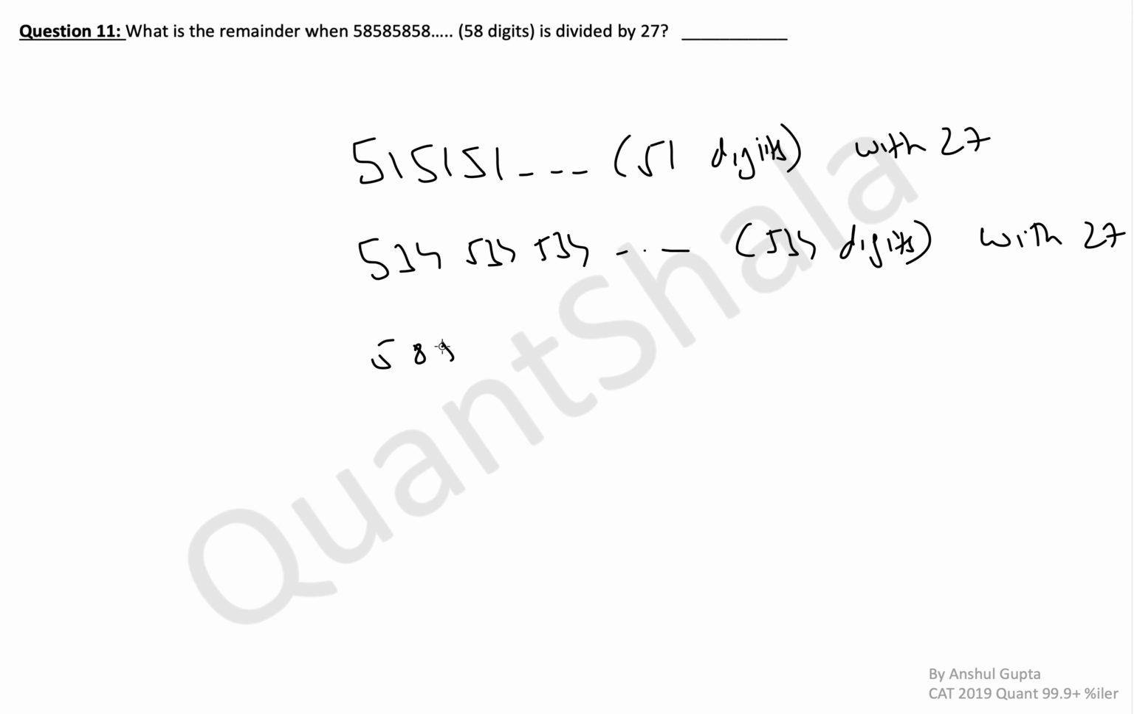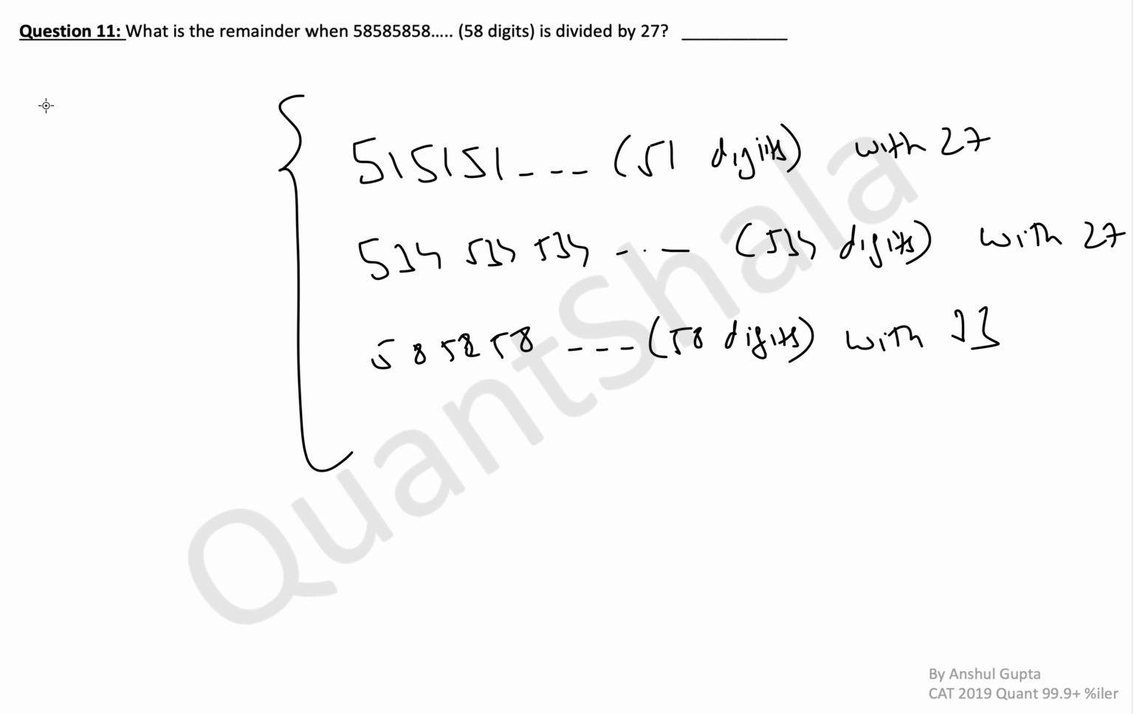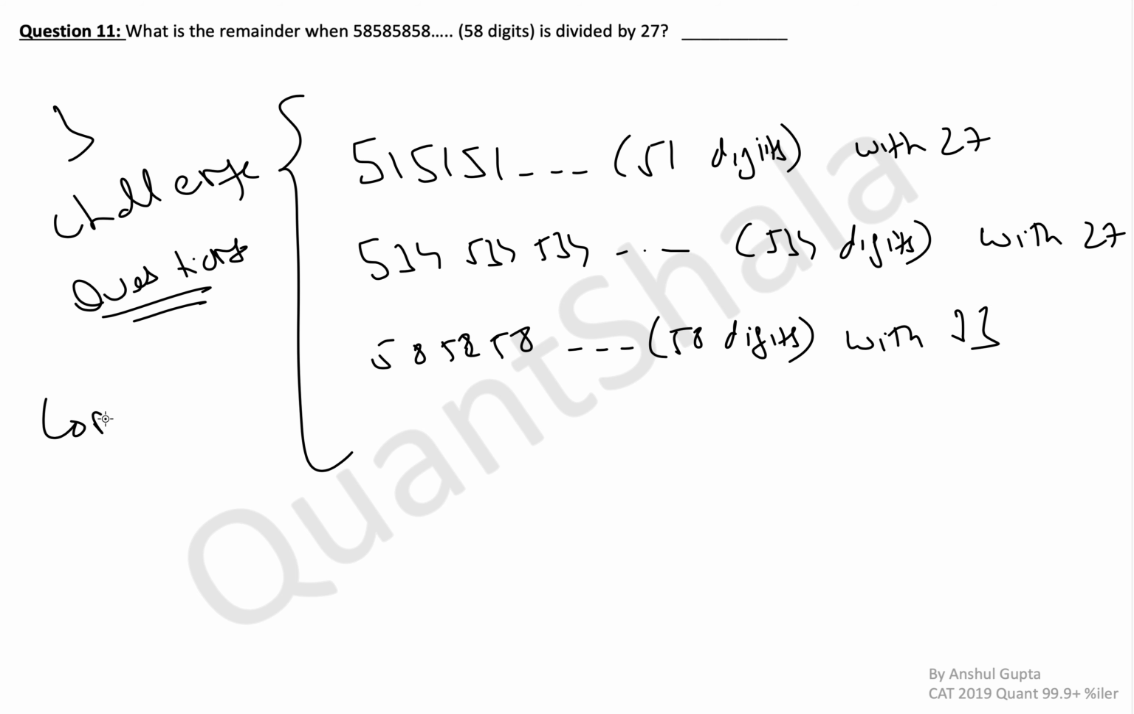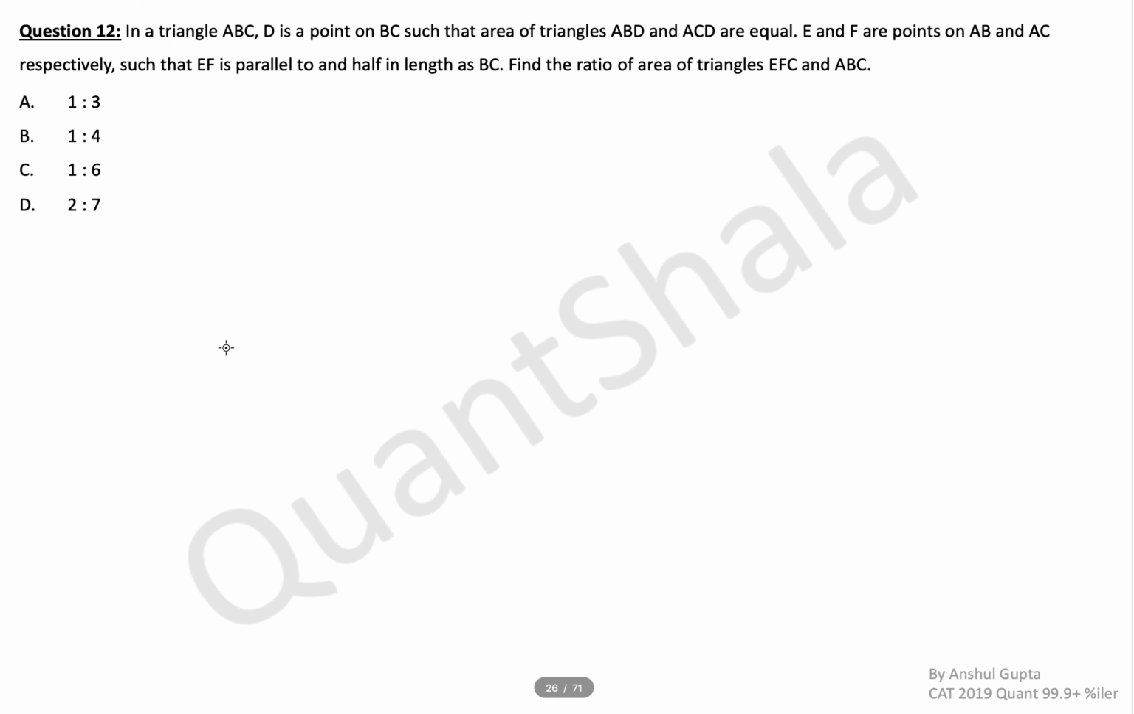And then one final one that I want to write is the same thing that we had, 585858, 58 digits, with 33. Okay. These are your 3 challenge questions. Use the same method that we used in this one and post the answer in comments for all these 3. Or if you're not able to solve, post your partial approach and then I will tell you how to solve this further. Okay.